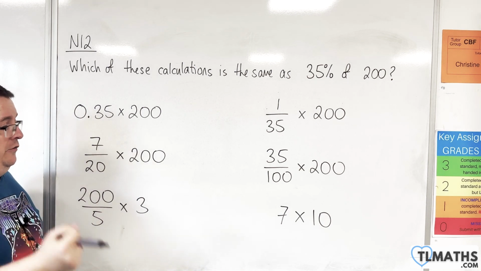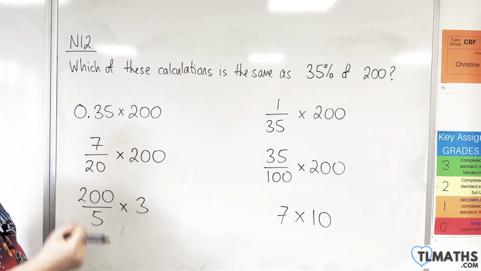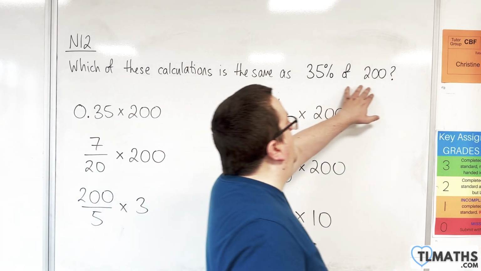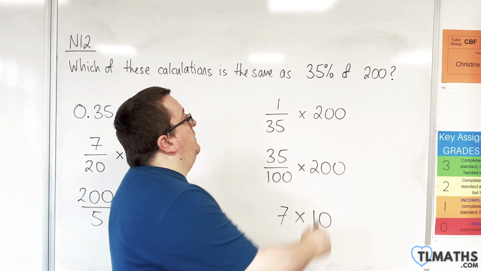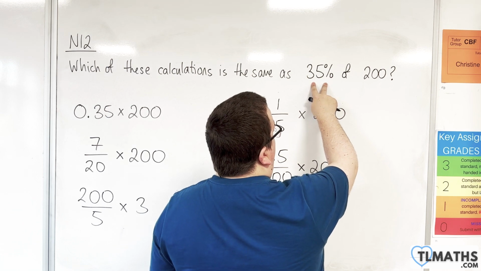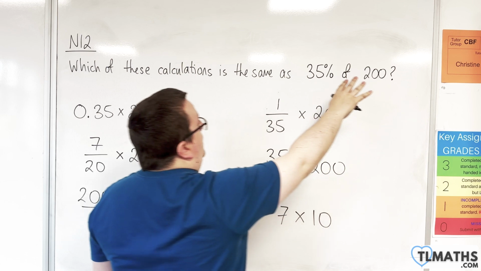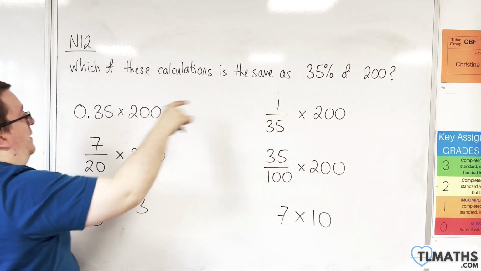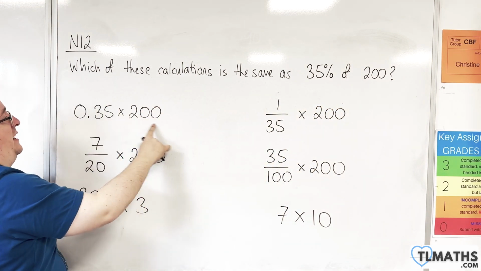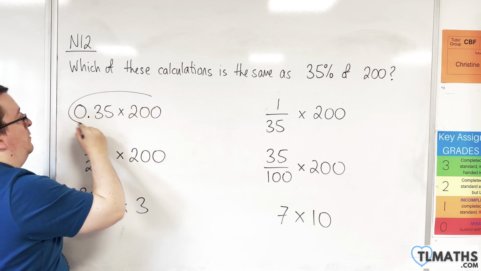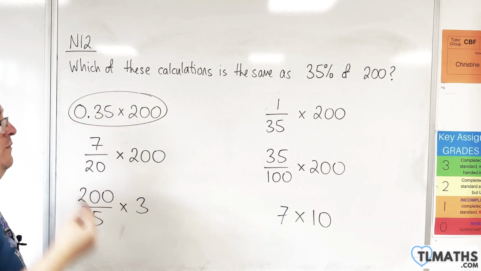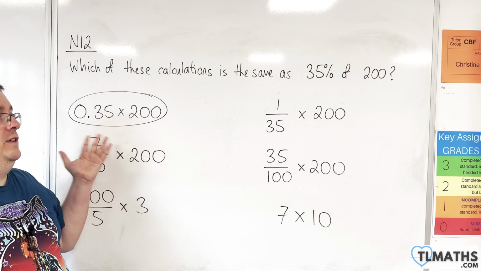So, assuming you've done that, first of all, thinking about 35% of 200, well, 35% as a decimal is 0.35, and when we say 35% of 200, we're multiplying, aren't we? So that statement is precisely the same as saying 0.35 times 200. So that is definitely equivalent to finding 35% of 200.